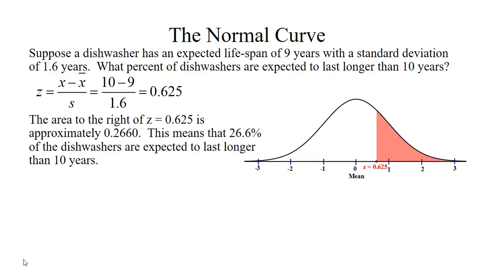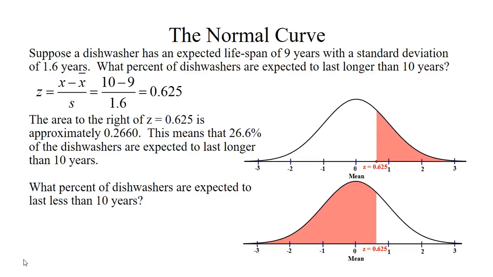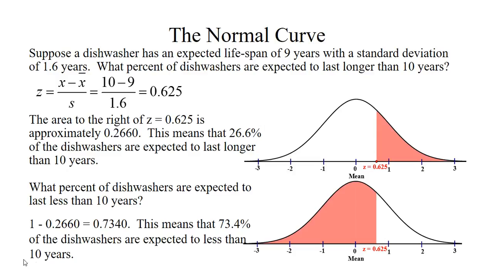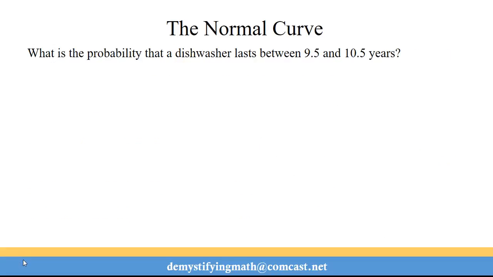Now, again, we can do less than 10 years. So that would be the area to the left of 0.625, which will be 1 minus the area to the right. So that gives us 73.4% of the dishwashers that are expected to last less than 10 years. What is the probability that a dishwasher lasts 10 years exactly? Well, we can't do exactly, but we can do between 9.5 and 10.5 years, and that'll give us anywhere within that 10-year range. So we're going to find 2 z-scores this time.